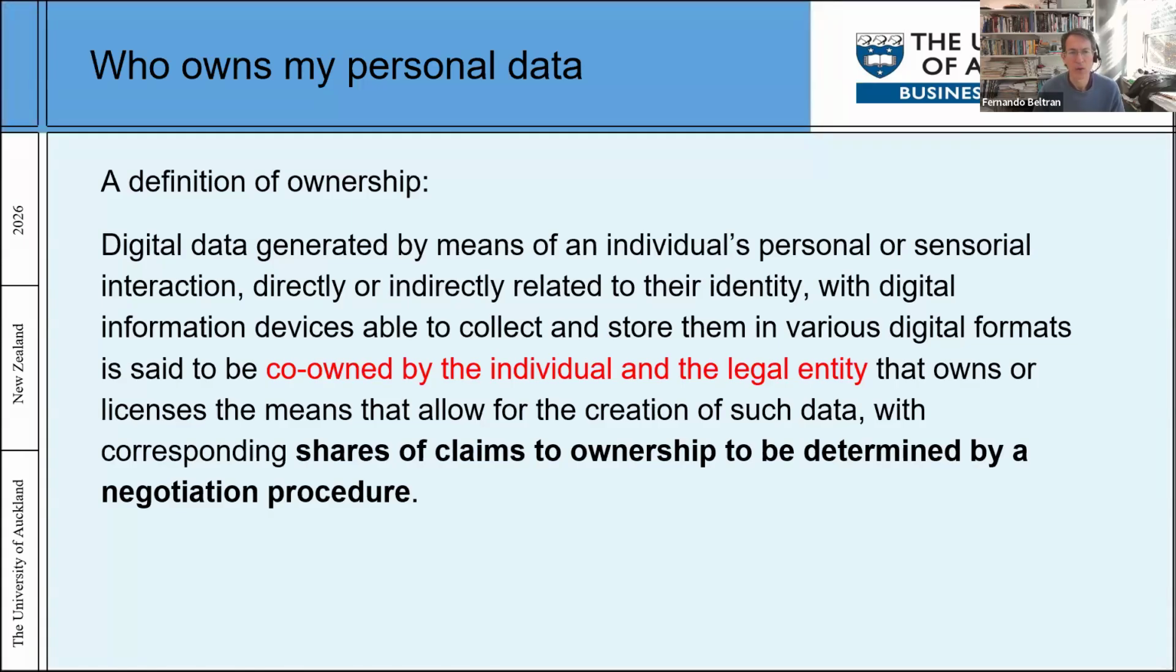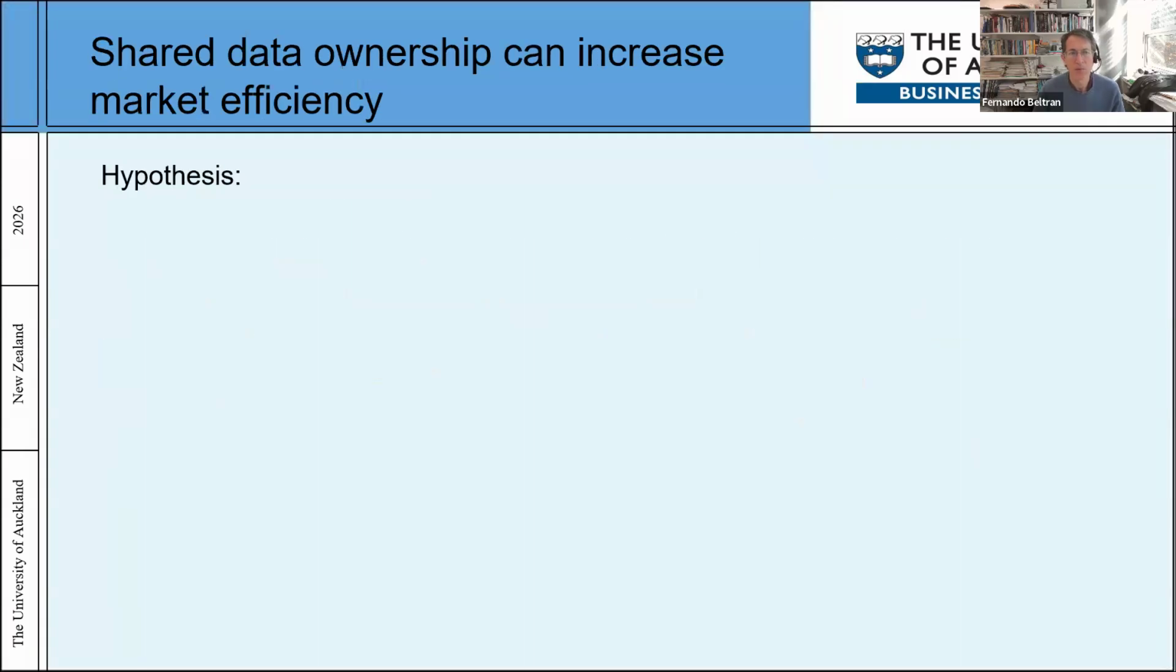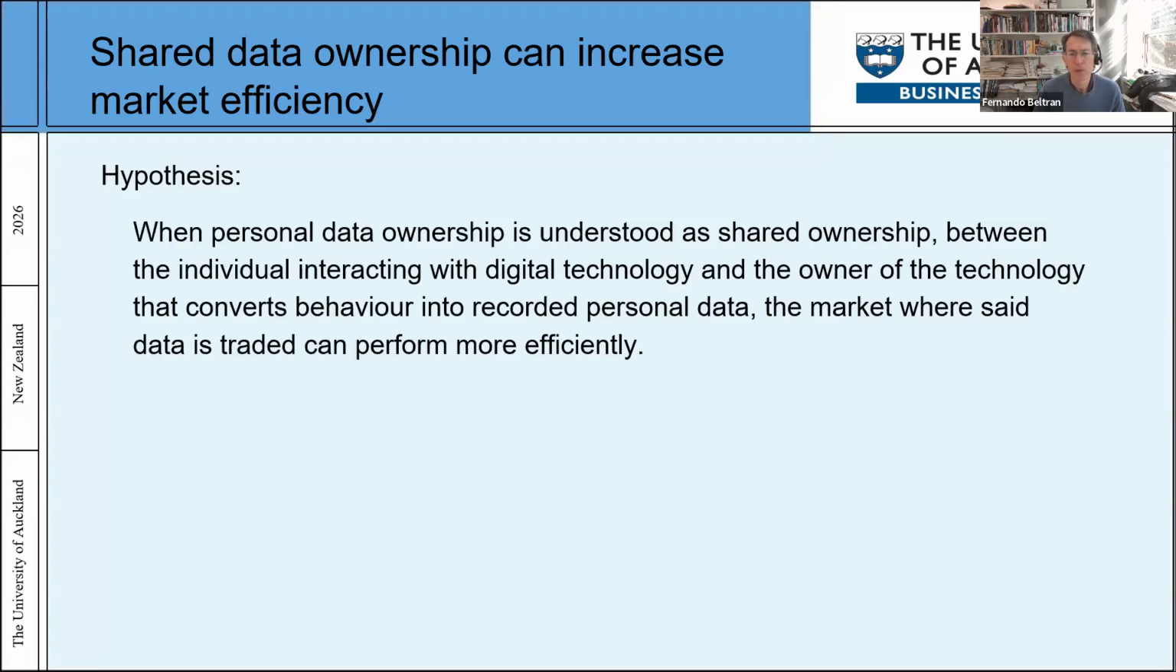And that's our view of ownership, which leads us to a hypothesis. It is that shared data ownership can certainly increase market efficiency. So when we talk about markets where personal data is being traded, that's our hypothesis. If personal data ownership is understood as shared ownership between the individual who interacts with digital technology and the owner of such technology that converts the behavior into recorded data, the market where said data is traded can perform more efficiently.